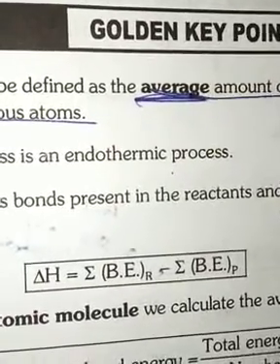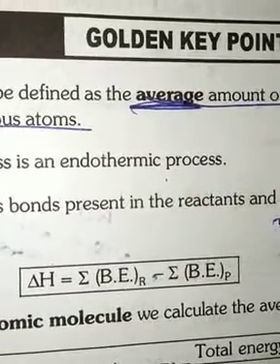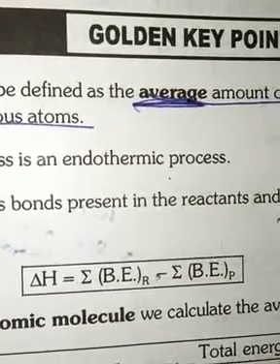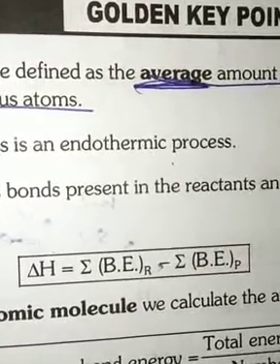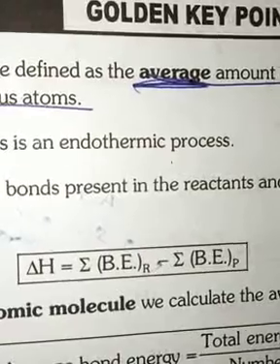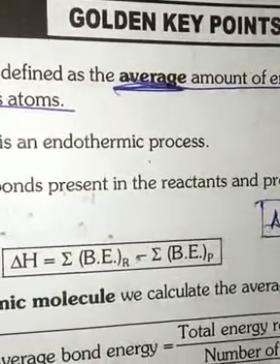Now if we are given the bond energy of reactants and products, and we are asked to find the enthalpy of reaction, then we just use a formula: summation of bond energy of reactants minus summation of bond energy of products.